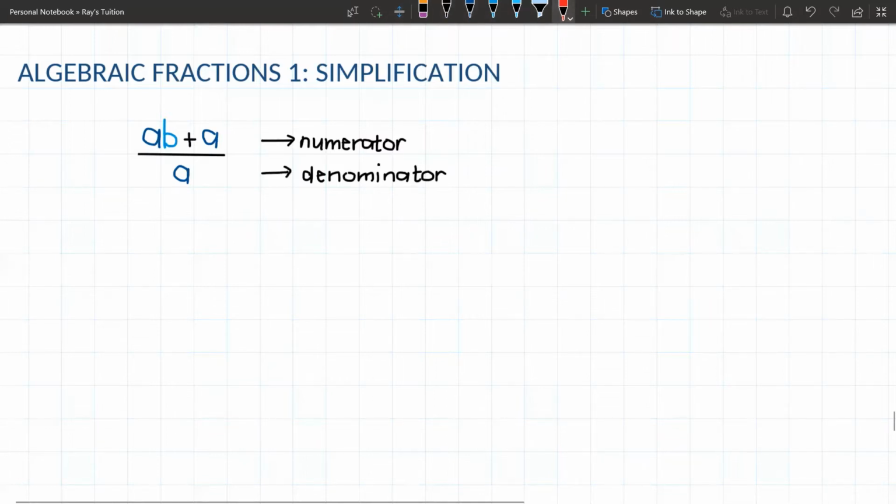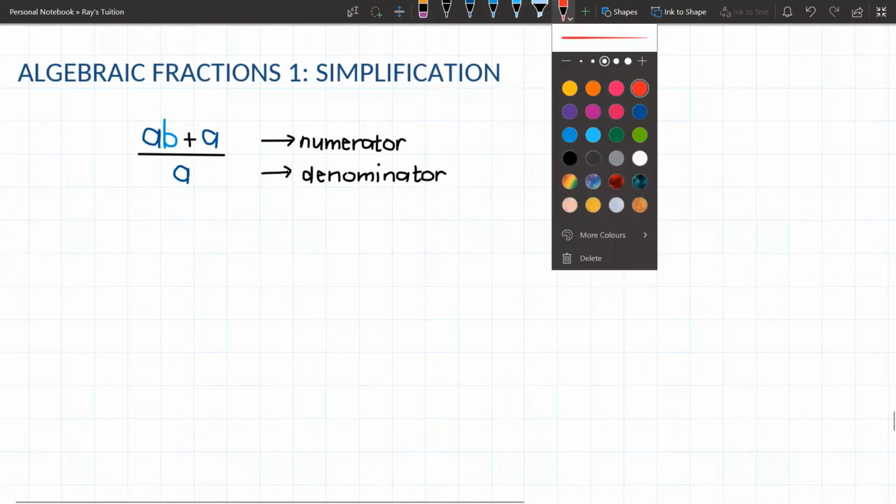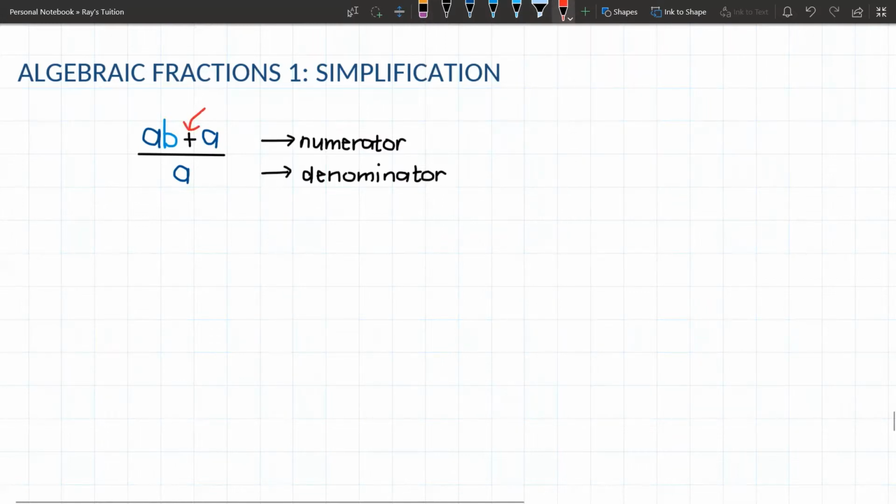Now, if you have a look at the question, the first thing you might feel tempted to do is cancel out that A with that A, because I mean they're both A's. But that is the wrong thing to do, and please do not do that. Please remember that we cannot cancel over a plus or a minus. Okay, so what can we do then?